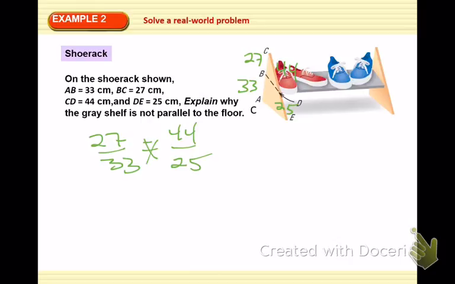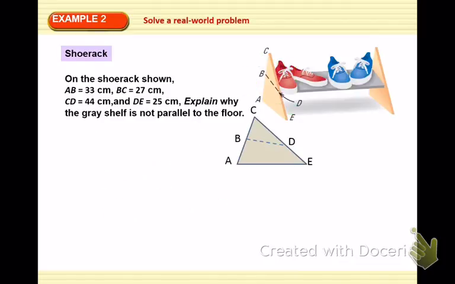Well, when we cross multiply, we see 27 times 25 is 675. 33 times 25 is 825. These are not equal. So that means that this proportion is not true, which is why the gray shelf is not parallel to the floor. If it were, that proportion would be true. Okay? It's using the converse of that triangle proportionality theorem. Okay?